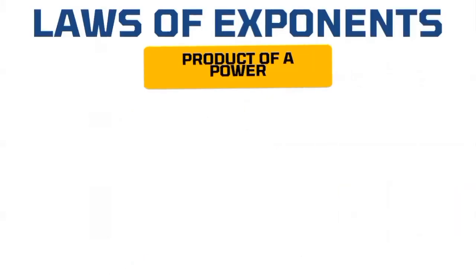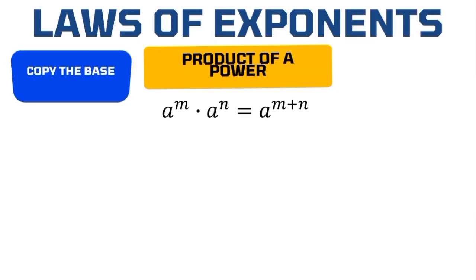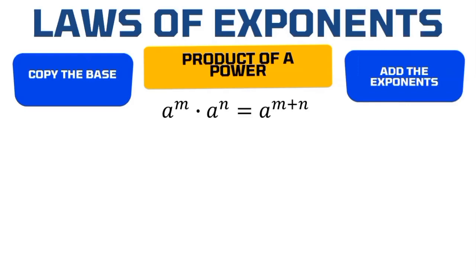The first law is what we call the product of powers, and it can be illustrated through this. a raised to m, times a raised to n, is equal to a raised to m plus n. So what did you notice here? If you are going to multiply expressions of the same base, all you have to do is copy the base and add the exponents. Okay? Let us have our first example.